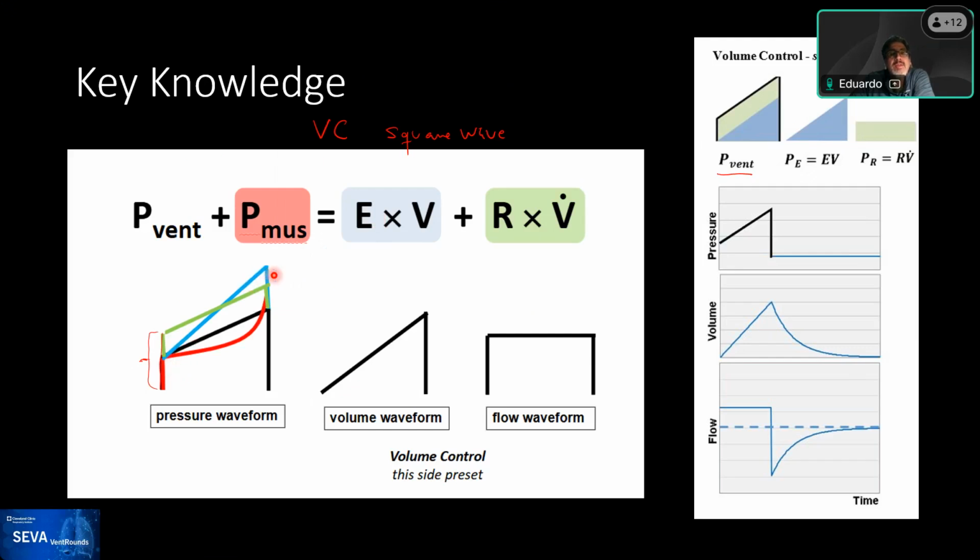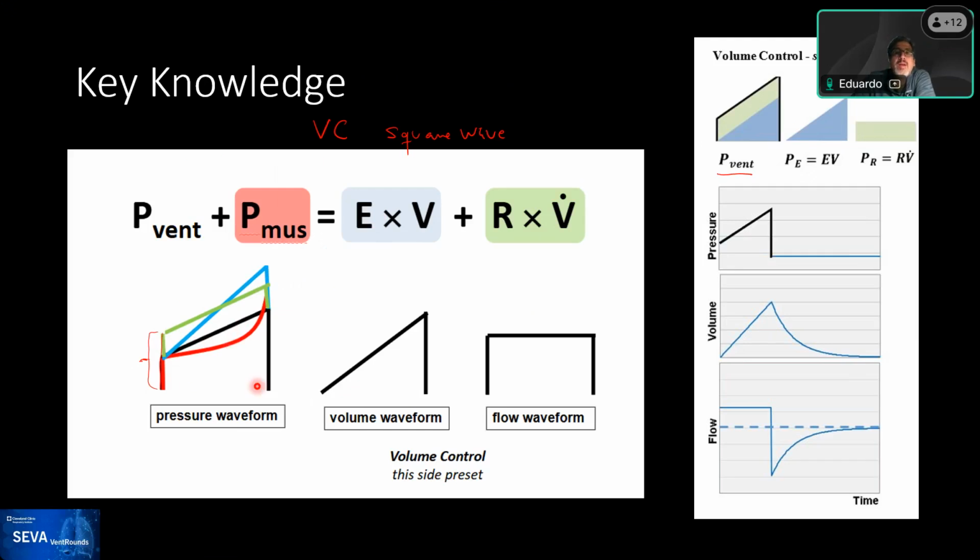And then if there is evidence of PMUS, then what you would have is a deformation of the pressure waveform, whatever the load is, elastic or resistive. So you are not going to be able to read the load.